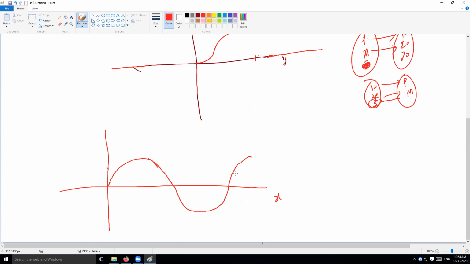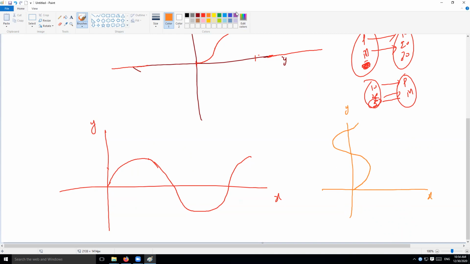Something like this. So that's the x-axis and this is the y-axis. That's a function, because it satisfies the vertical line test. But if you invert it, make it the x-axis and y-axis, and redraw it, it's going to be something like this. Would that be a function?